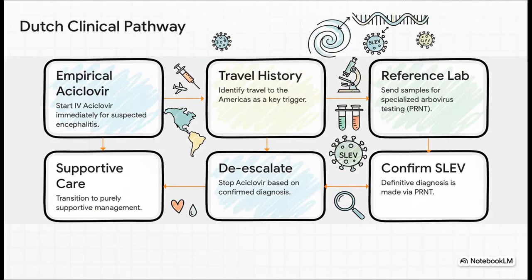So let's just map out the logical clinical pathway right here in the Netherlands. A patient presents with encephalitis. First thing you do, you immediately start IV acyclovir to cover for HSV. That's the most dangerous treatable cause. The next crucial step is getting a detailed travel history, a trip to the Americas. That's the trigger to send samples to the reference lab. Once that lab confirms St. Louis encephalitis virus with a PRNT, you can safely stop the acyclovir and switch to purely supportive care because there is no specific antiviral for this virus.